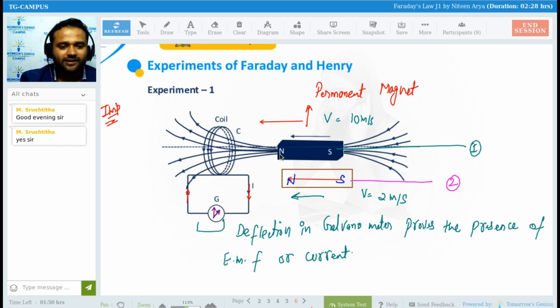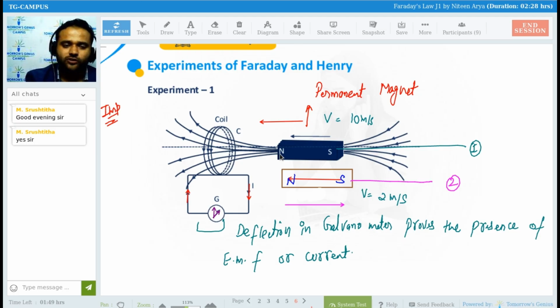So this particular thing is going to be written on the table. And obviously, if the direction changes, meaning instead of this particular movement, I move this magnet in the reverse direction, then two things are going to happen there.